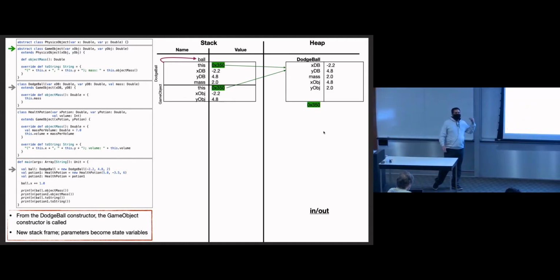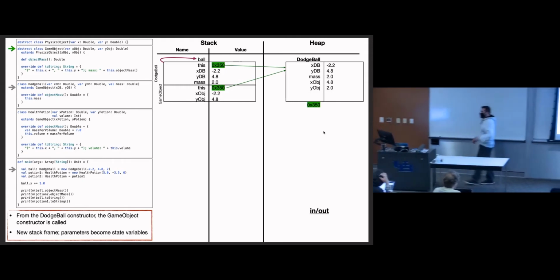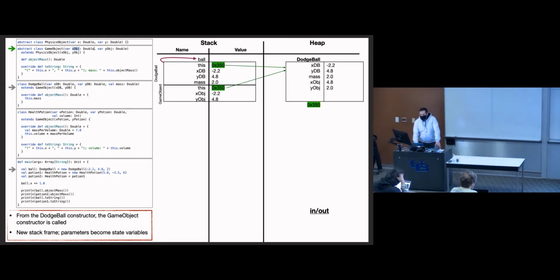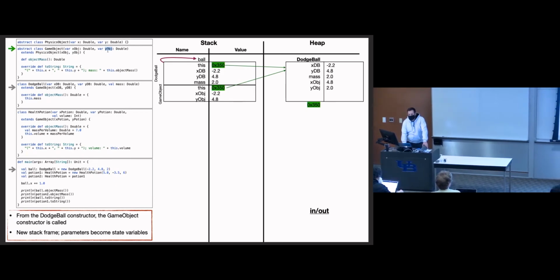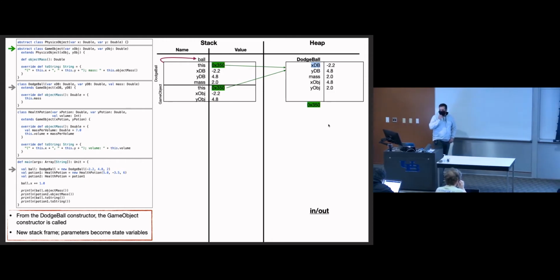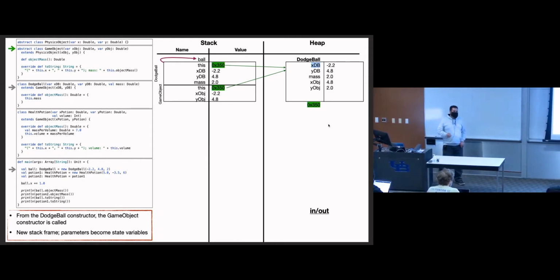We're calling the superclass's constructor, and we do get more state variables. These variables are inherited. The dodgeball class inherits these variables, which means those variables are state variables in the dodgeball class. So in addition to xdb and ydb, we also have x object and y object as state variables in this object.